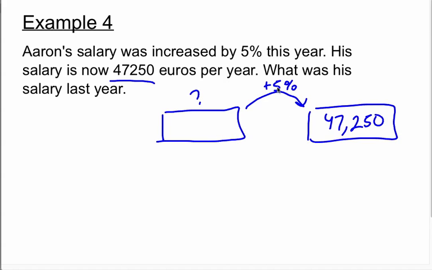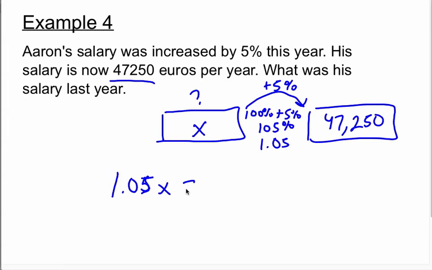How much less? Well, we can't actually just get 5% because this is 5% of the original. So we don't know what that is right now. Let's call it x. And to increase by 5%, you can multiply by 100% plus 5%, which gives you 105%. Okay, which is 1.05 as a decimal. To increase by 5%, we multiply by 1.05.